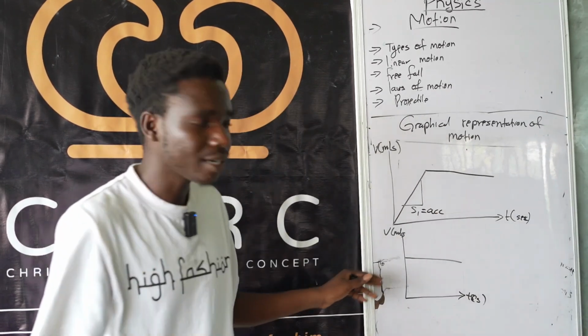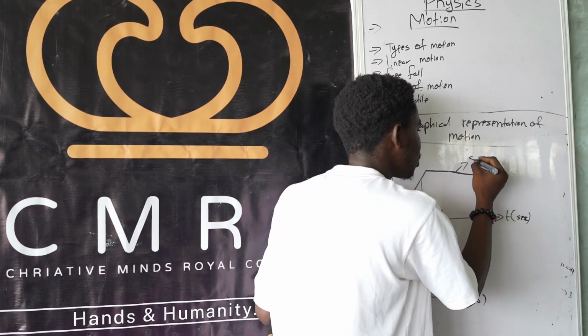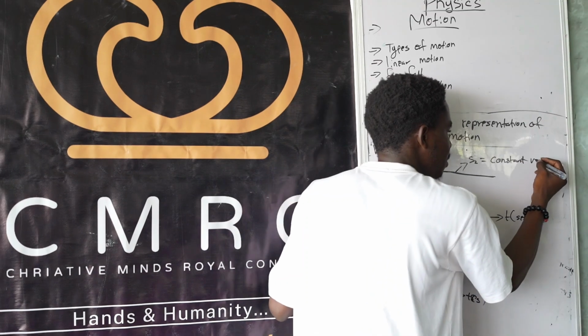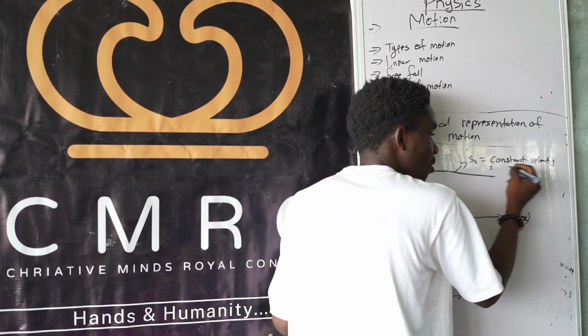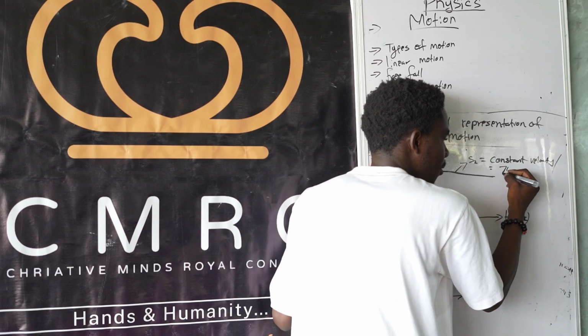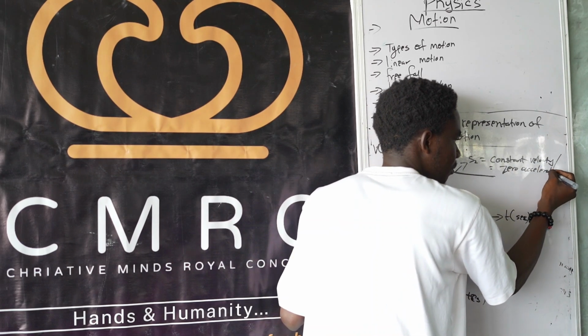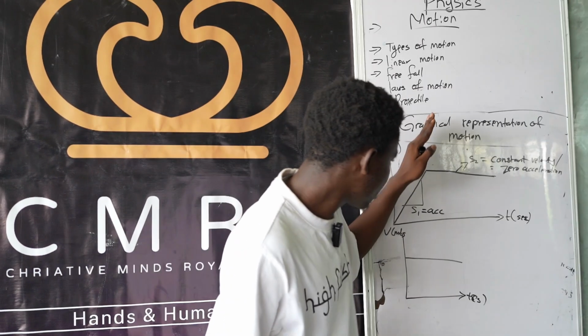If you have a straight line graph like this, the slope is going to be representing constant velocity. Or you can also say it is equal to zero acceleration.